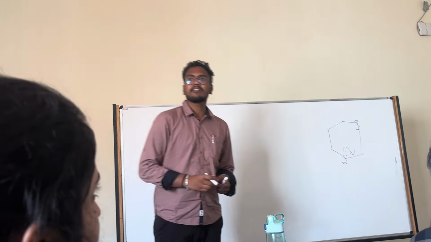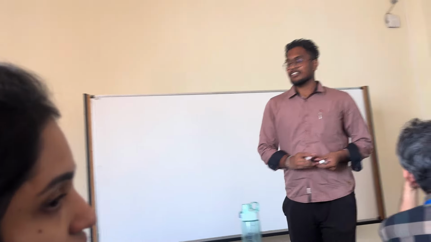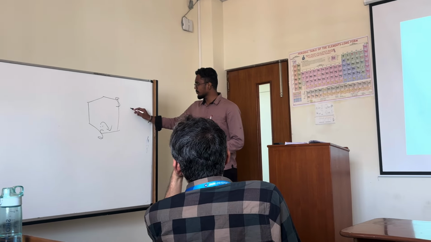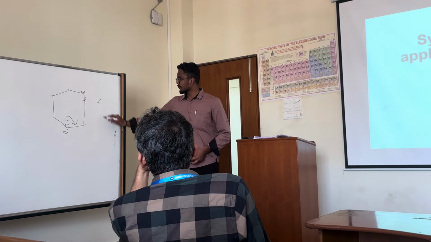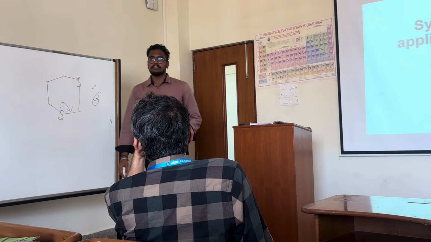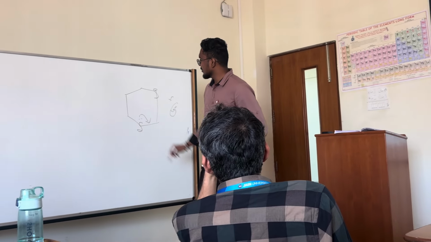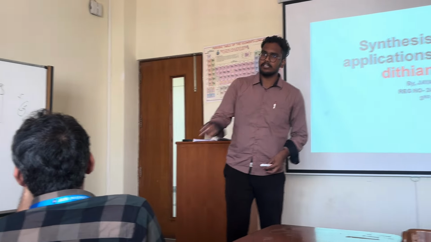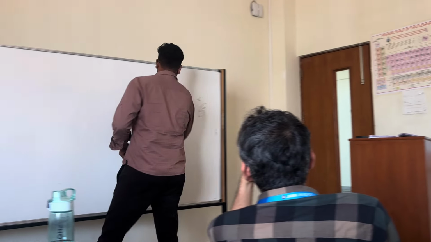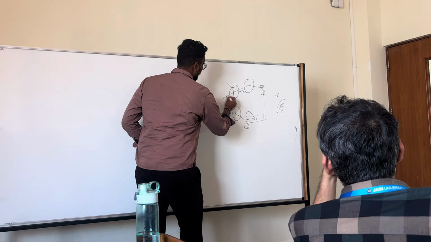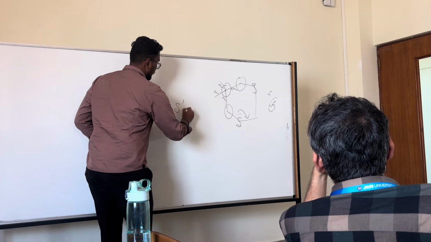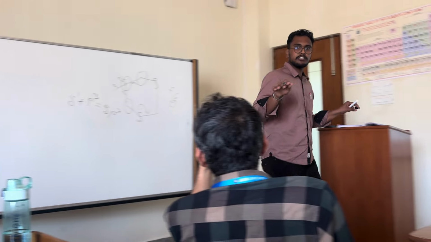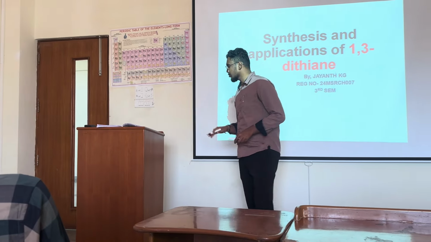What is the condition? 4n+2 pi electrons, or 4n. There are no pi electrons in this, and 4n electrons are also not there. We are saying non-aromatic means it is sp3 hybridized. If any compound contains sp3 hybridization, we directly say it is non-aromatic: one s plus three p, sp3. Don't think about conjugation, planarity, or cyclic nature; directly say non-aromatic.